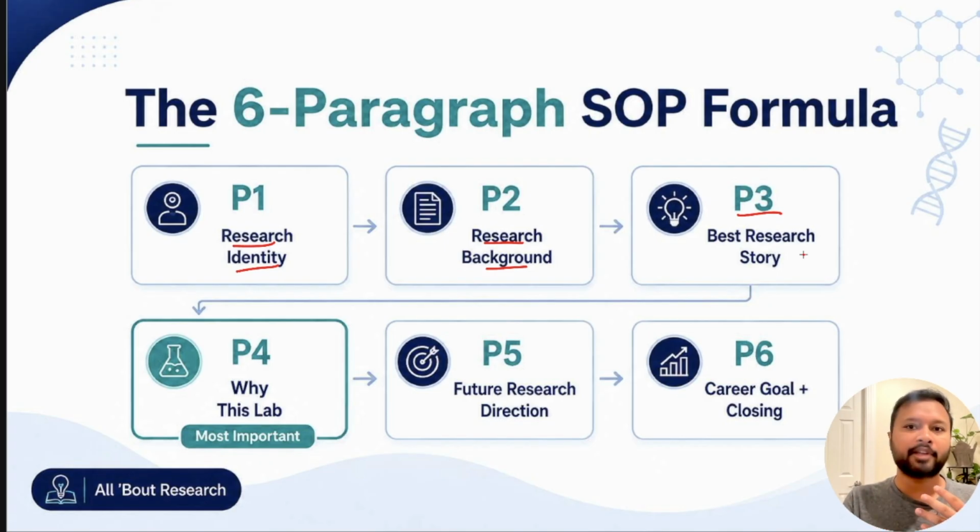And then there will be a climax, like how you pulled off that research, how you completed that research, how you were able to accomplish that particular research gap or whatever thing you have covered. And then the conclusion, like what you learned from there. So that's how a good story should go. That is going to be in your paragraph 3, and you have to keep it short. You don't have to keep it very long.